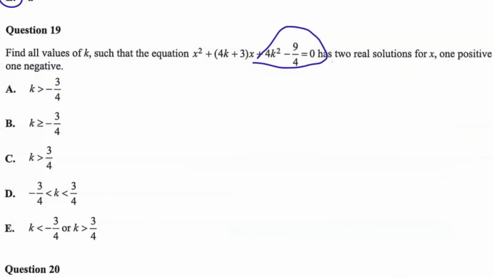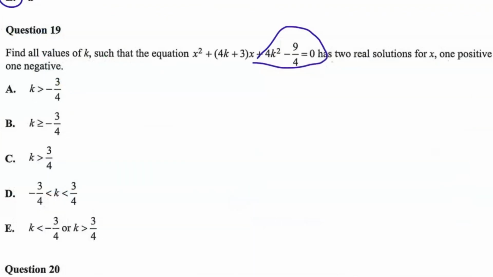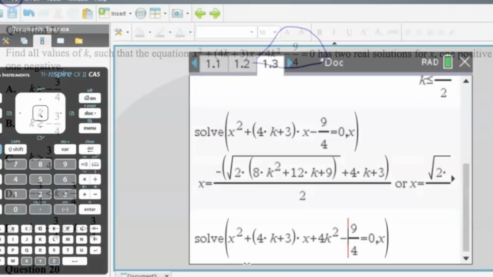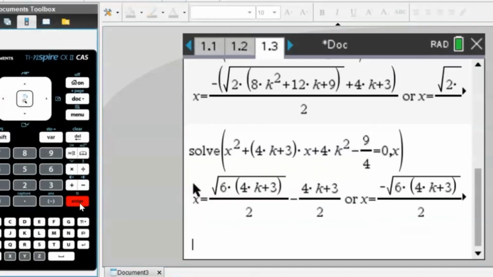Alright, now, so that's going to be 4k squared. 4, actually, it's 4k squared, so minus, yeah, that's minus, so let's do it again. So x squared 4k plus 3x, 4k squared minus 9 over 4. So let's see what they get.